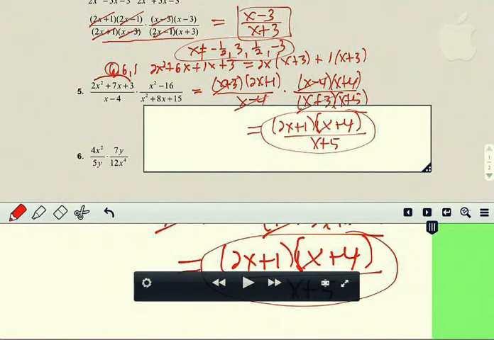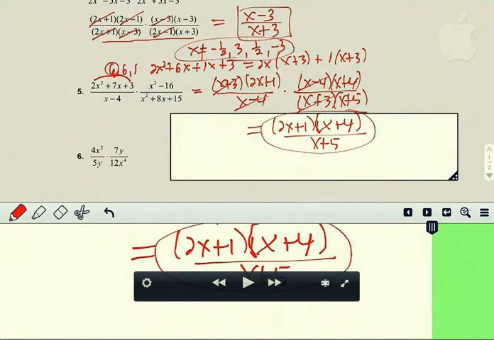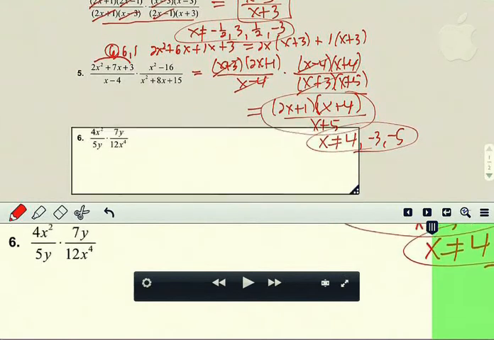Now for the restrictions, we have to go back to these bottoms before we cancel. And you can see that we cannot have 4, negative 3, and negative 5. Number 6.